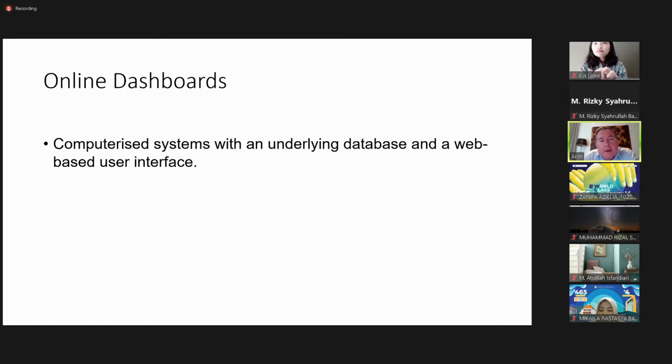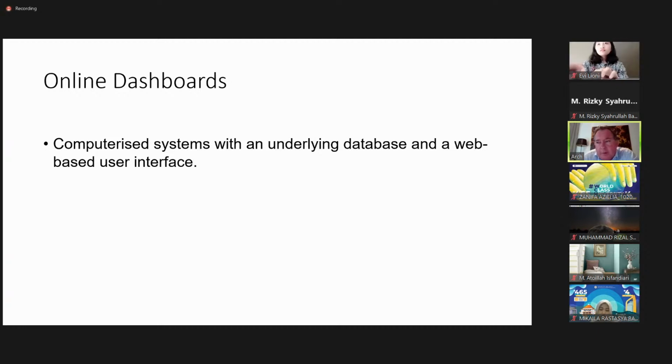So what is an online dashboard? Well, it's a very effective means of public distribution of information, particularly if we're talking about mapping dashboards, then it's a very effective way of presenting spatial information. They're computerized systems with an underlying database and a web-based user interface. Okay, so there's a database underlying it, information's uploaded. Increasingly, that's done using electronic data capture methods, but can also incorporate manual uploading of data.